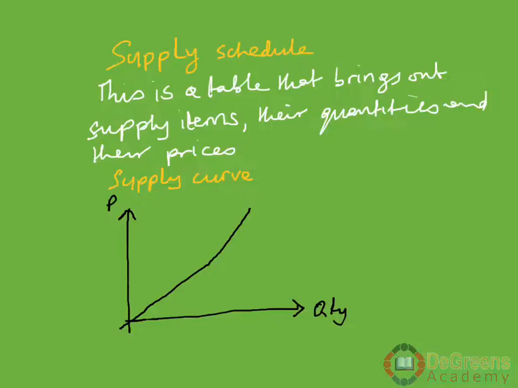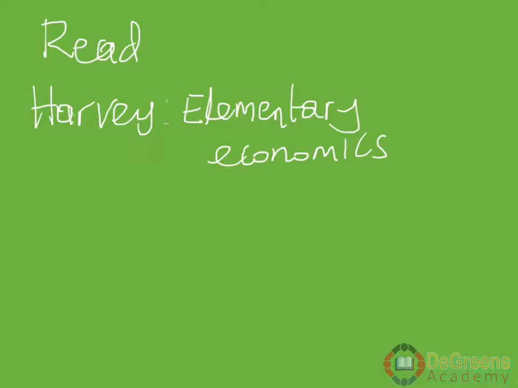If we look at the price and the quantity supplied, we will see that the more the price goes up, the more suppliers are prepared to supply. And the more it goes down, the less are they prepared to supply. So that is what we have for supply.